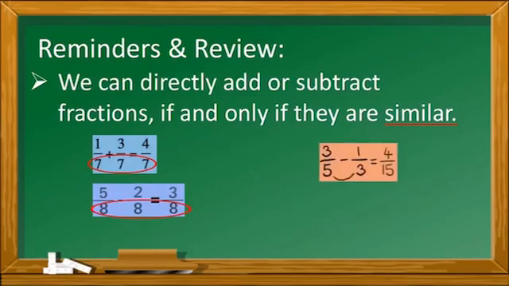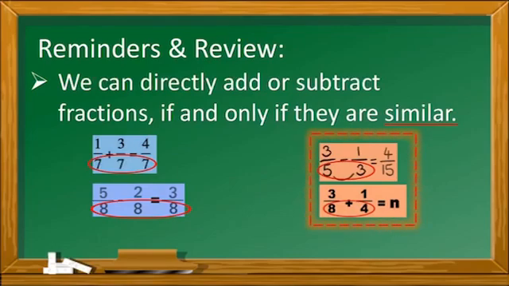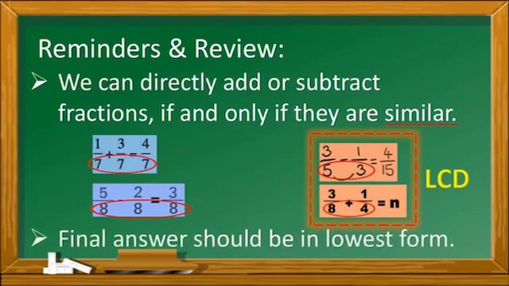For 3/5 minus 1/3 and 3/8 plus 1/4, we cannot directly subtract or add. Because in this case, we have to find the least common denominator or LCD of the given fractions. And your final answer should always be in lowest form.